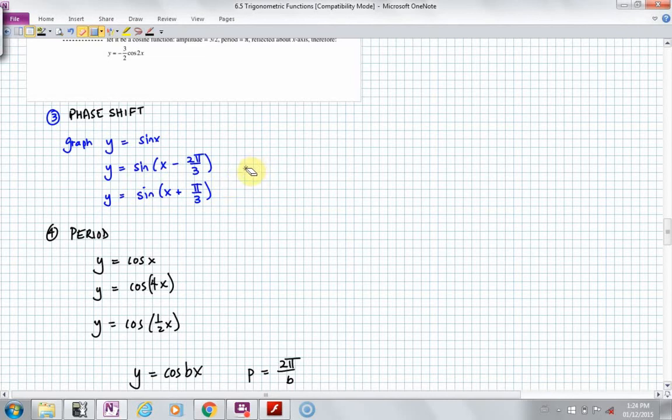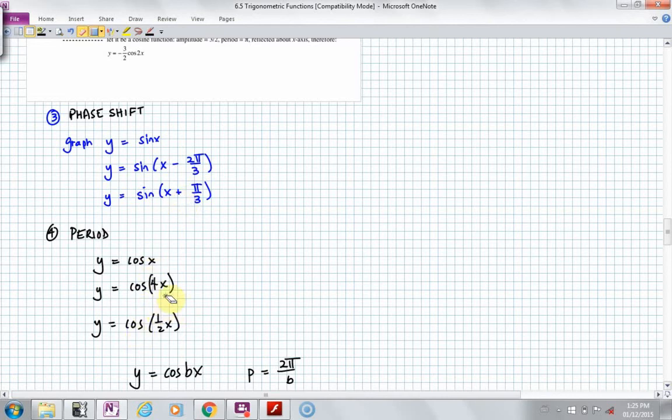How many people have heard the term phase when it comes to waves before? In phase or out of phase? So that's where it comes from, okay? Because we're dealing with waves. So we're shifting it. Here we're shifting it to the right, 2 pi by 3, and here we're shifting it to the left, pi by 3, okay? These are period changes, all right?